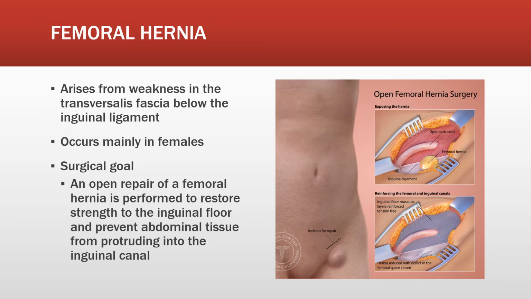Okay, so as we said just a moment ago, it arises from a weakness in the transversalis fascia, right below the inguinal ligament. Occurs mainly in females. And our surgical goal for these is to repair the femoral hernia, to restore strength to the inguinal floor, and prevent abdominal tissue from protruding into that inguinal canal. And we can see here on this patient, it is right here. So our incision would be just above it.